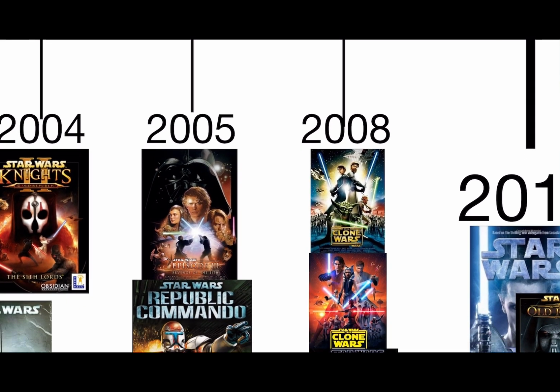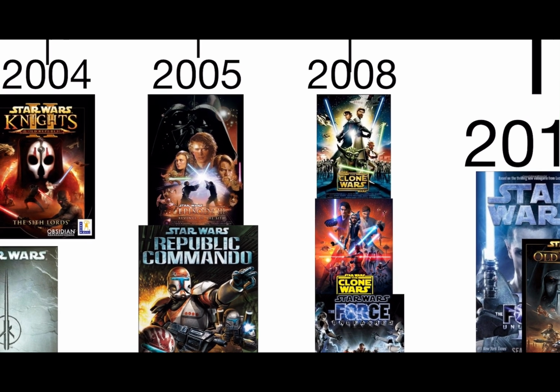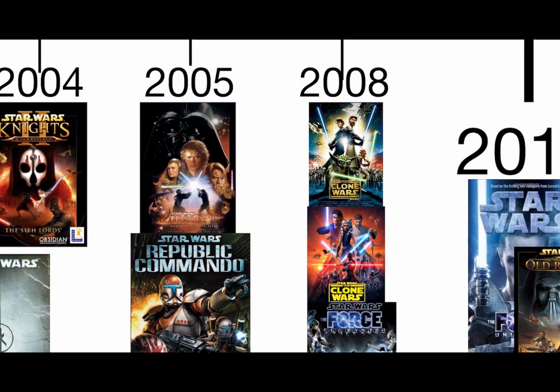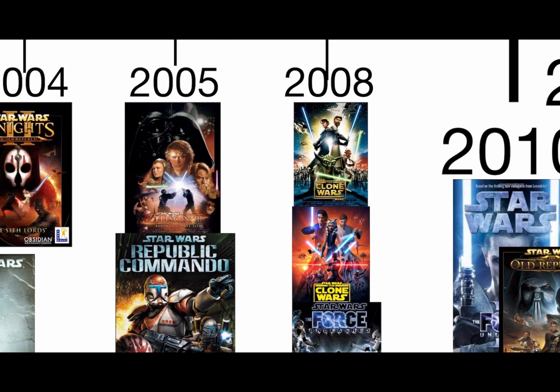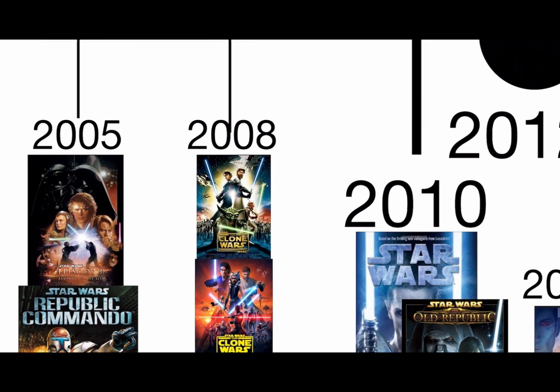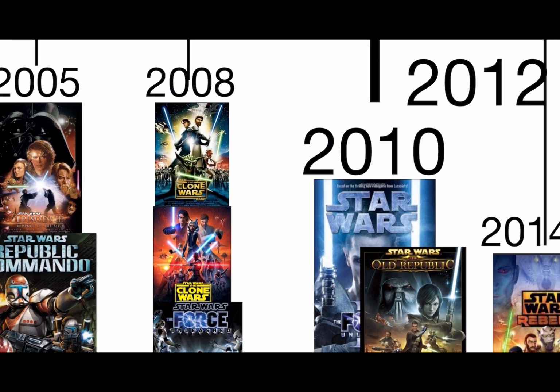A few years passed, and in 2008 George Lucas made the Clone Wars movie, set between Episode 2, Attack of the Clones, and Episode 3, Revenge of the Sith. Following that movie, he also made a series, and this series went throughout the years until 2020, and then in that same year, there was the Force Unleashed game. 2010 was Force Unleashed 2, because the game was so well received, and The Old Republic, a brand new video game.